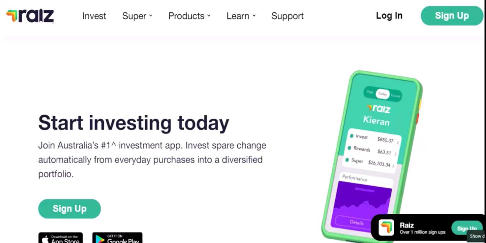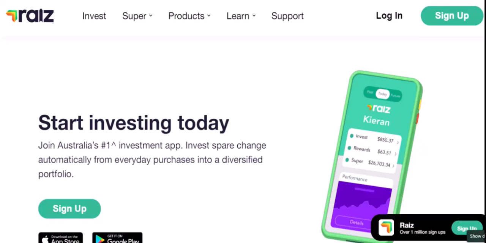What is Raiz? Raiz is essentially a micro-investing app. Think of it as a casual way to invest, similar to saving up spare change. You link your bank account to Raiz, and it automatically rounds up your purchases to the nearest dollar. The difference is then invested into a diversified portfolio of ETFs.